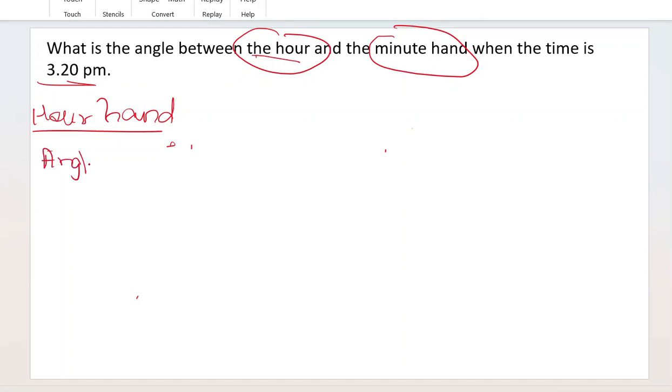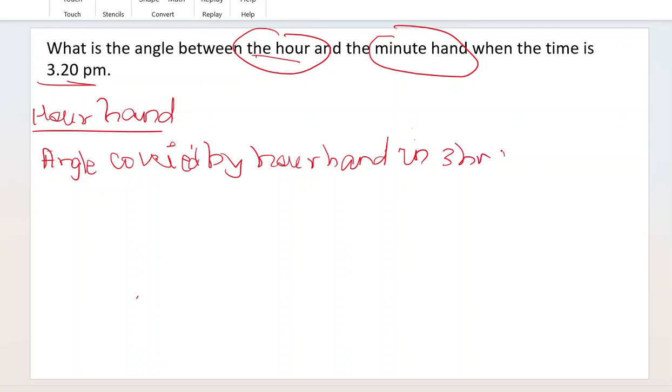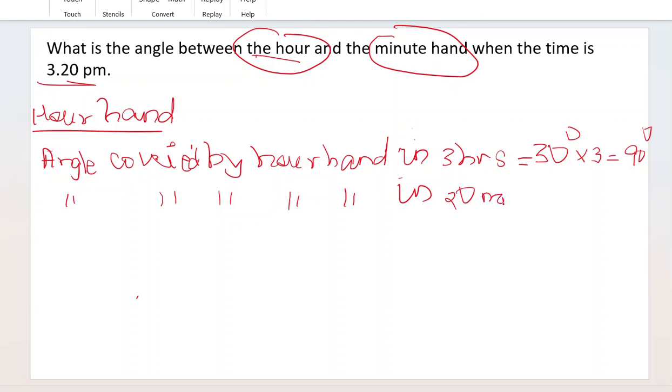So the angle covered by the hour hand in 3 hours. Now 3 hours is because the time is 3:20. So I take the 30 degree, hour with hour number, and multiply it by 3 hours, and I get 90 degree. Similarly, the angle covered by the hour hand from the other part, that is 20 minutes. I know that hour with minute is half degree, and I multiply it with 20. Therefore I get the answer as 10 degree.